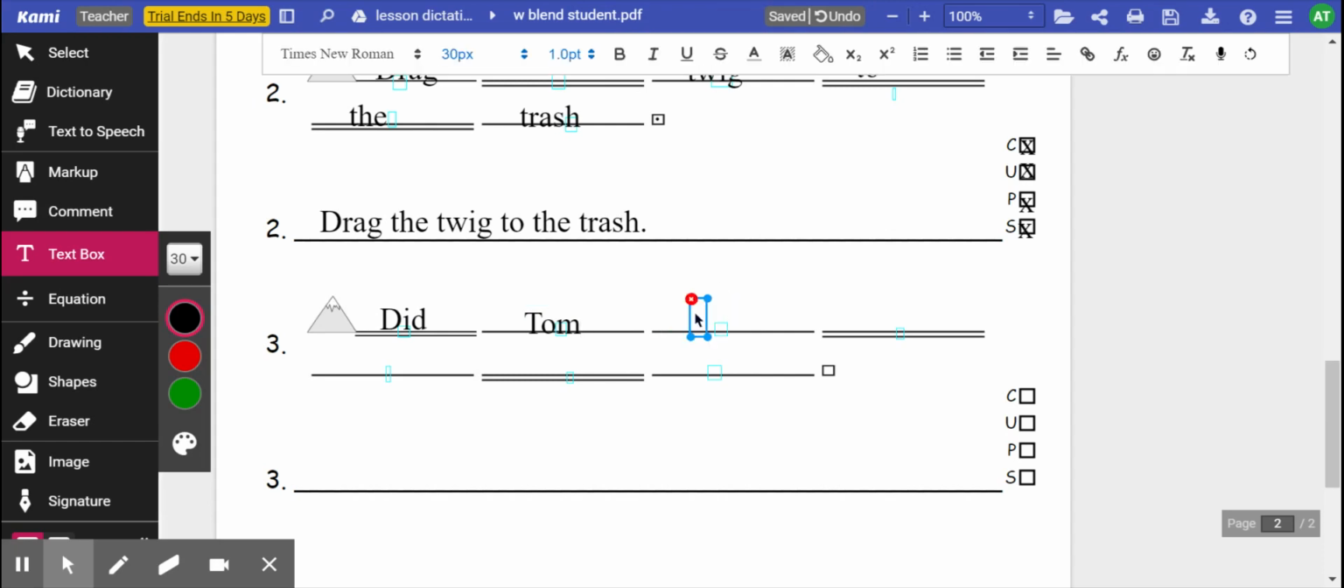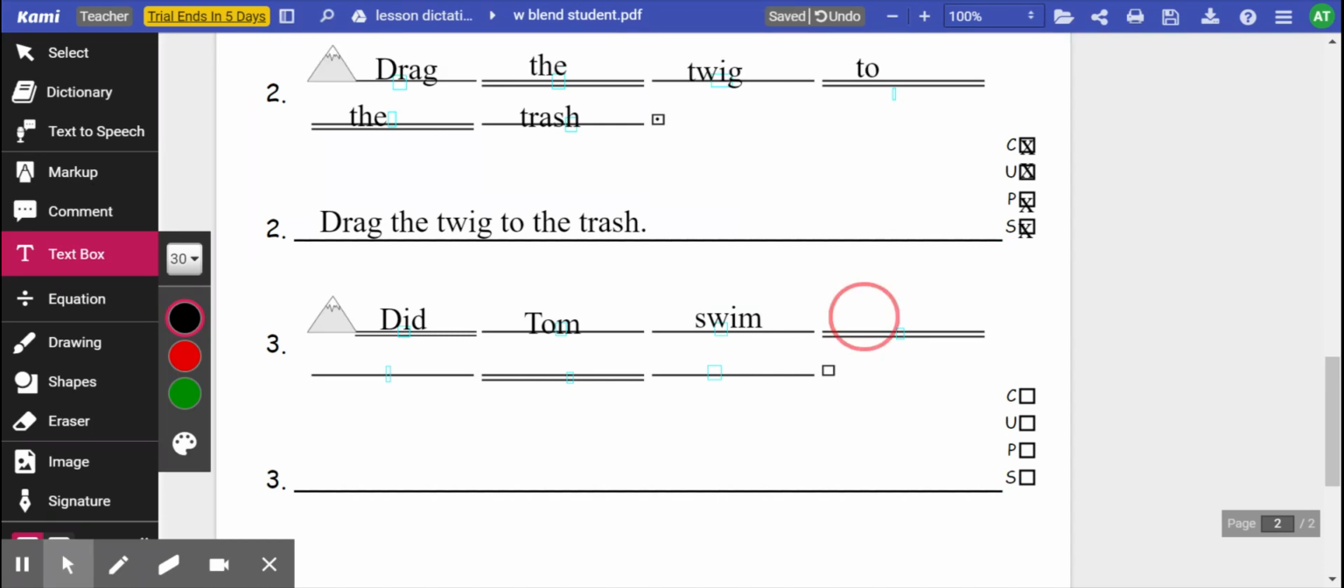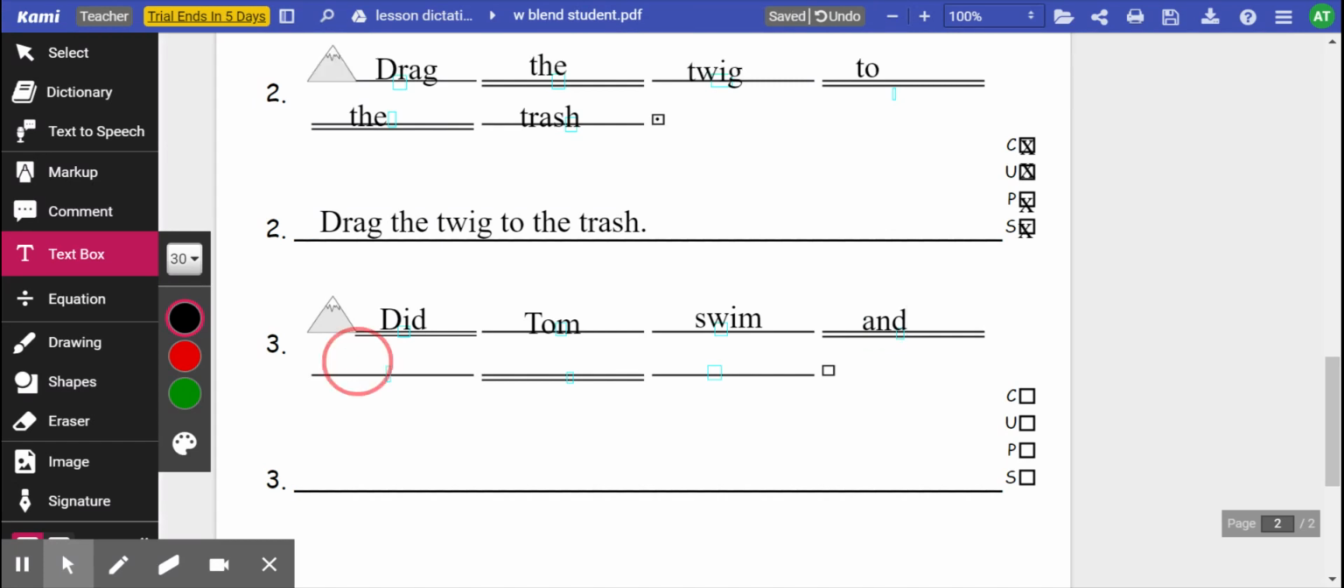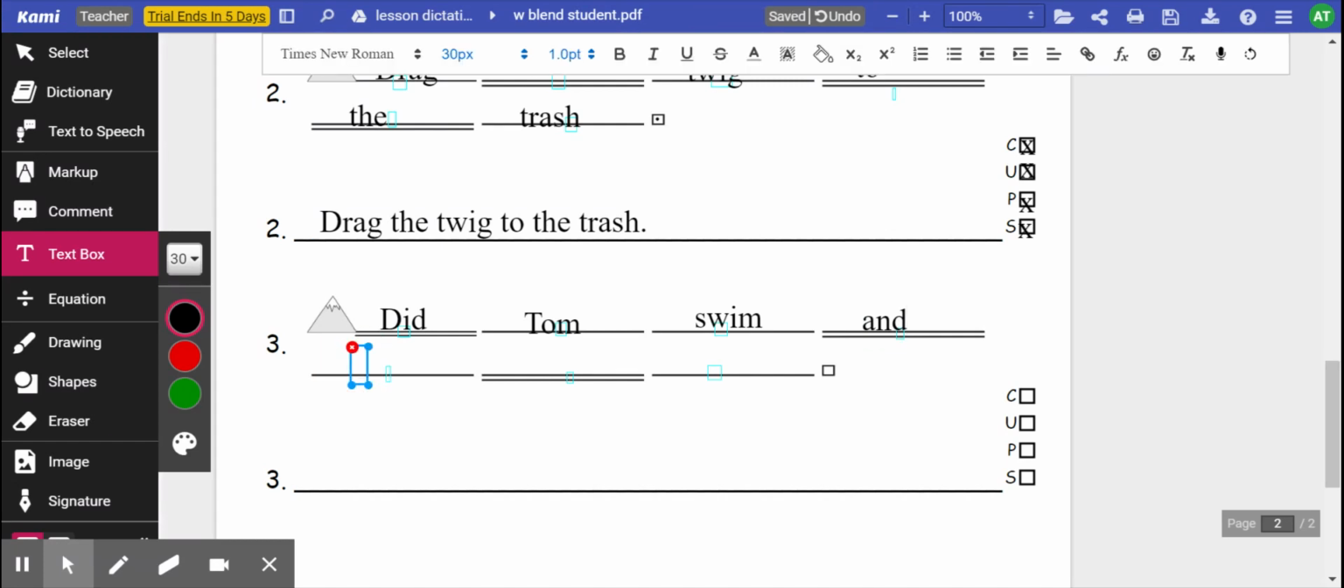Next one is swim. Sound by sound. Swim. S and W make swa. I is I. M is M. Did Tom swim and, you should know how to spell and by now. And notice we don't say and, it's and. Next word is get. Sound by sound, get. G is g, E says e, T says t.